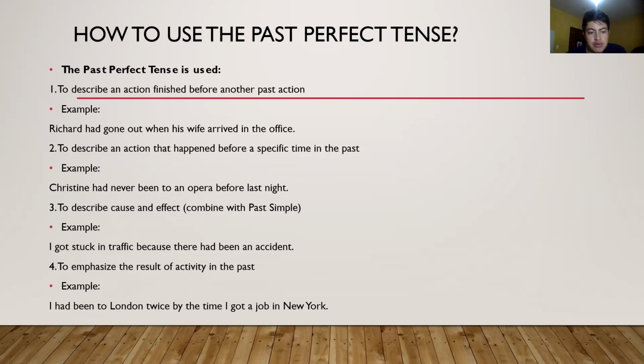Also, to describe cause and effect, combined with past simple. Here we have: I got stuck in traffic because there had been an accident. Or to emphasize the result of an activity in the past: I had been to London twice by the time I got a job in New York.